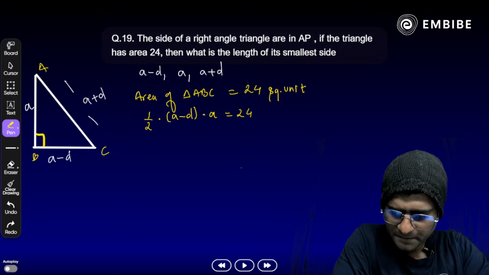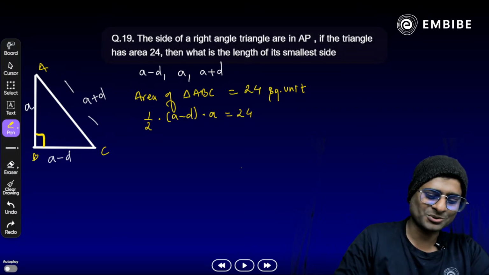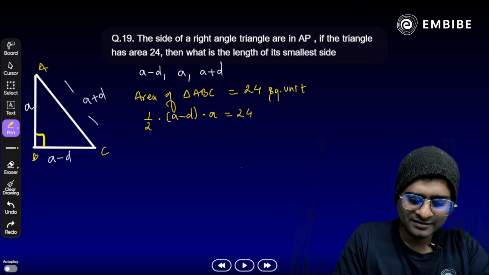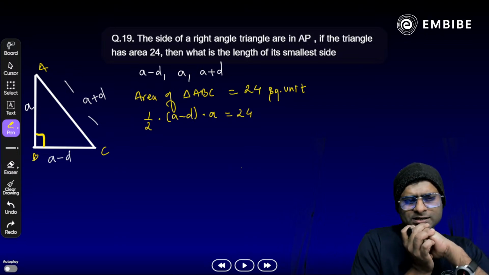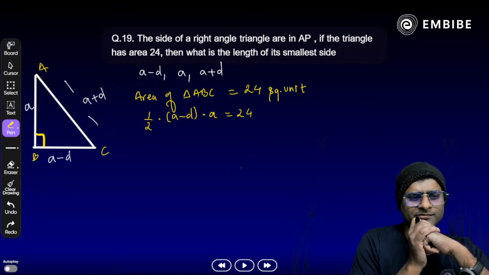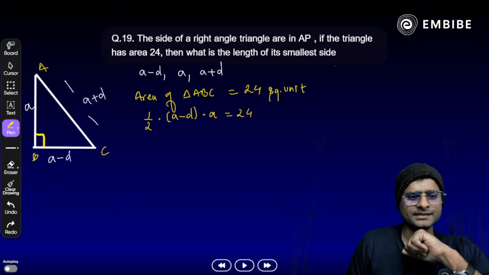Smallest side is 6 here. Okay, all right, so quick, let me check here. So you can suppose this as equation 1 for a moment. Yes, it is taken as equation 1.